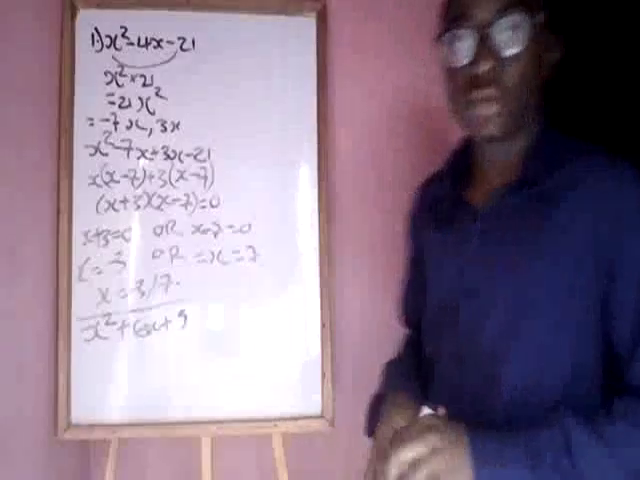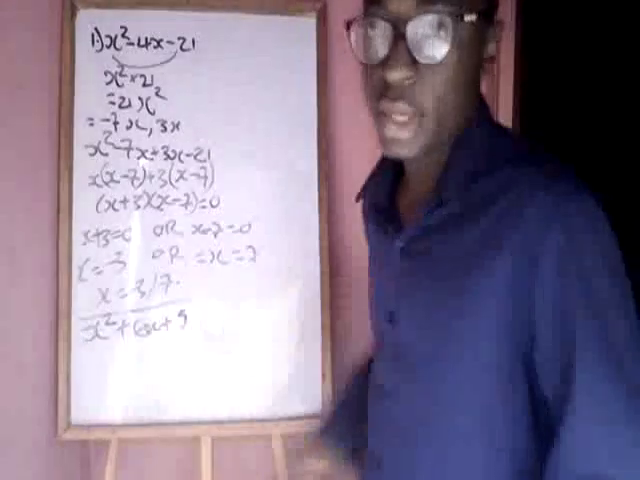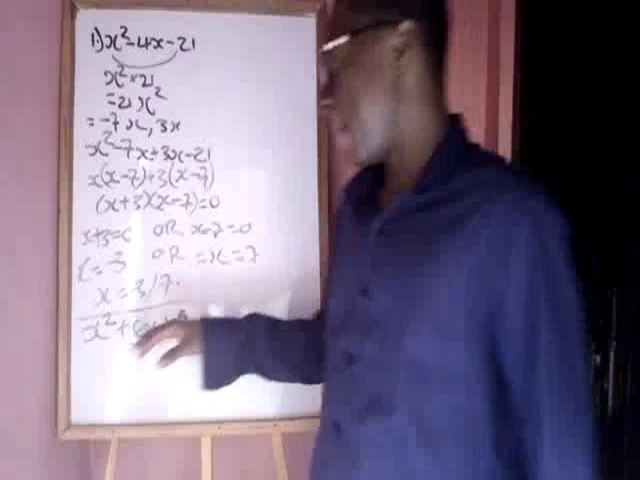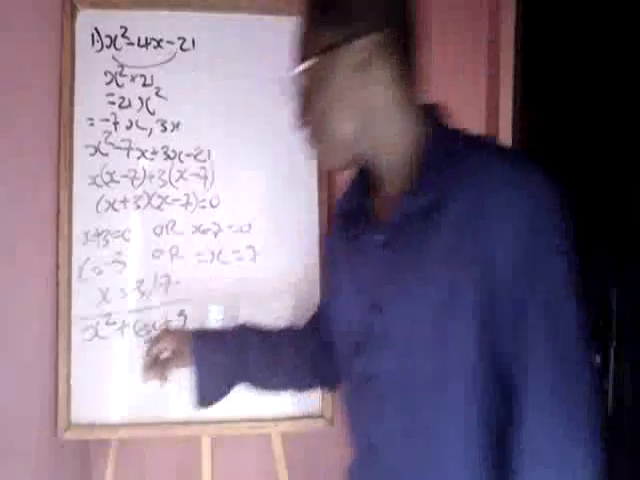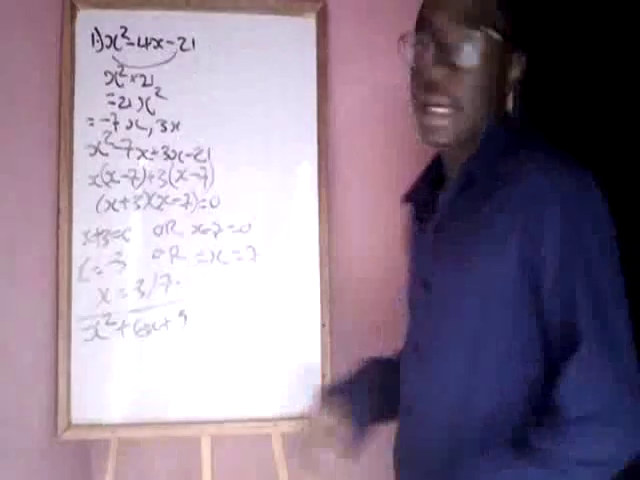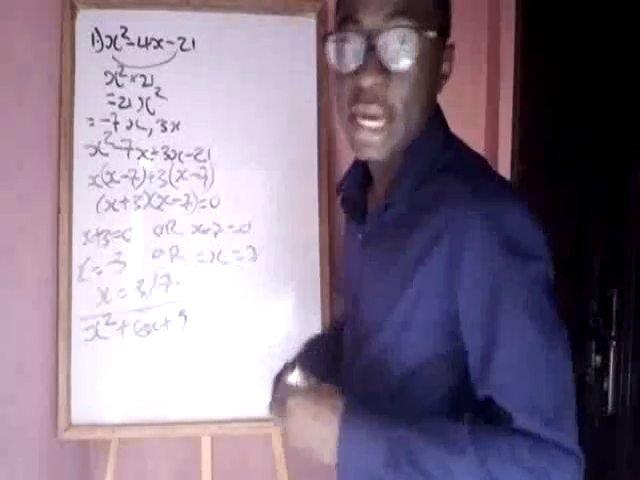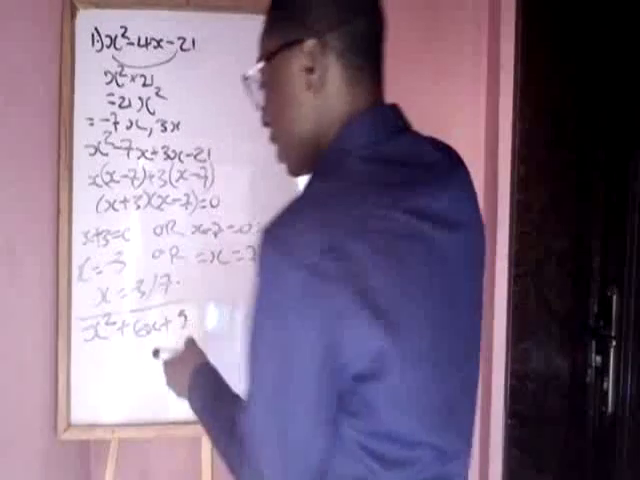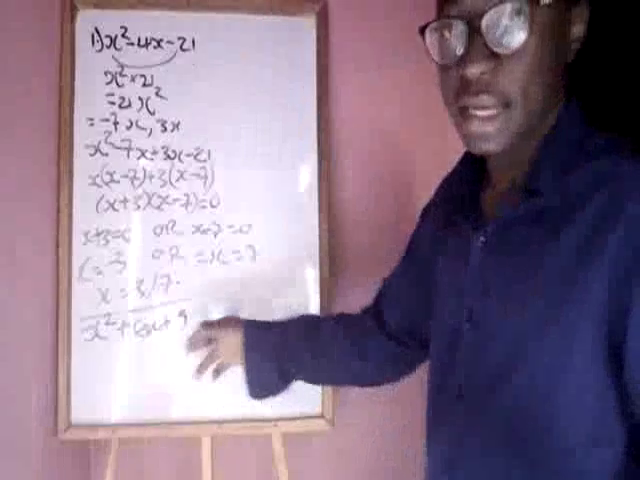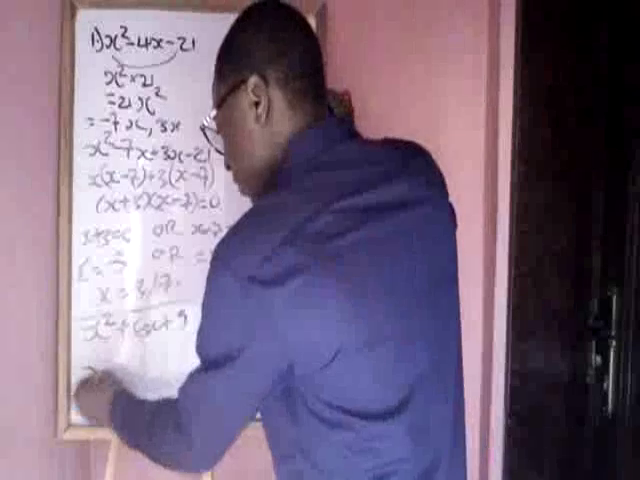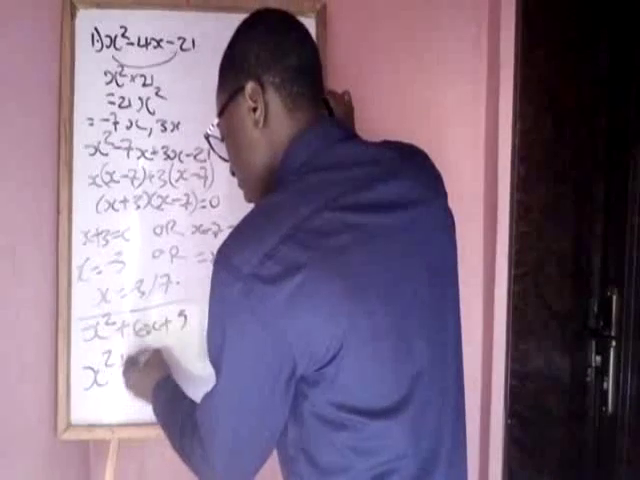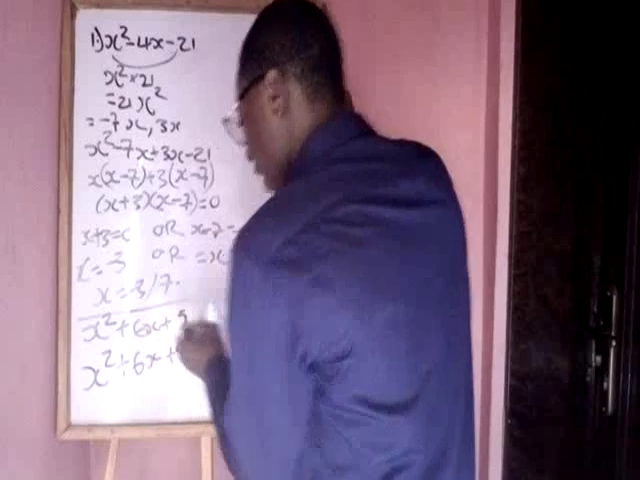Now the first thing you need to do is look at the middle term, and divide the middle term by 2. That will be 3, and then we square that answer. So when we divide 6 by 2, we get 3, and squaring 3 gives 9. So that means we need a value of 9 as the last term. So now let's say x squared plus 6x plus 9. That's the value we need here.